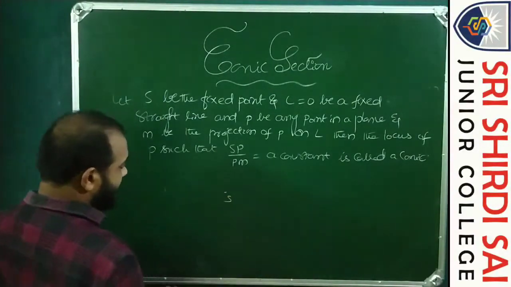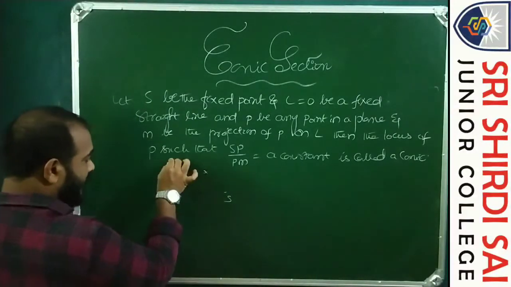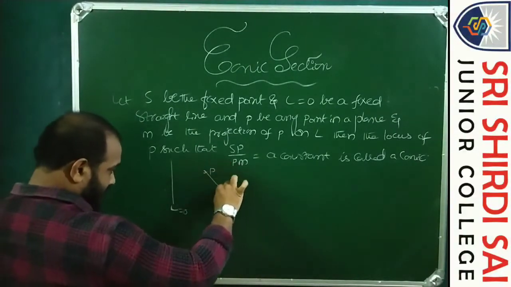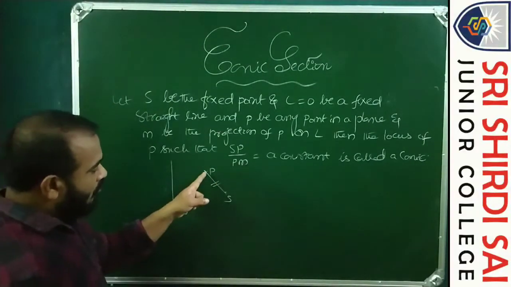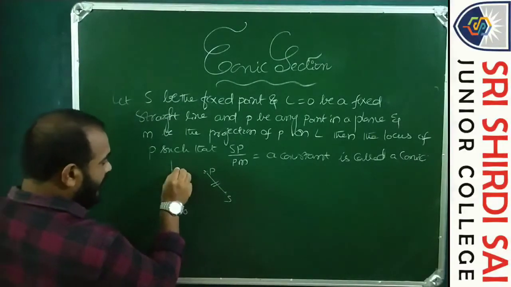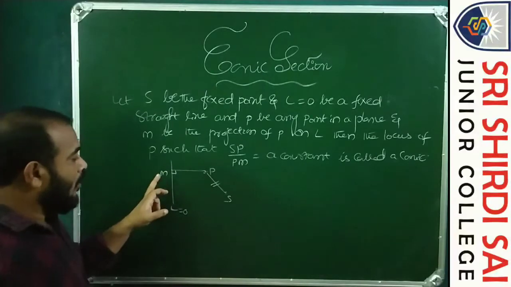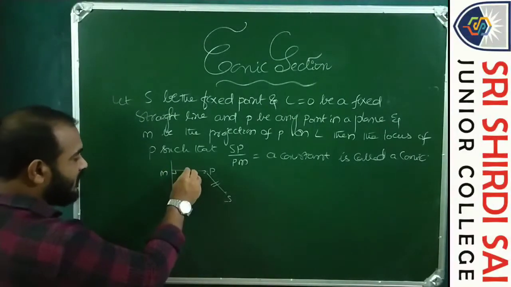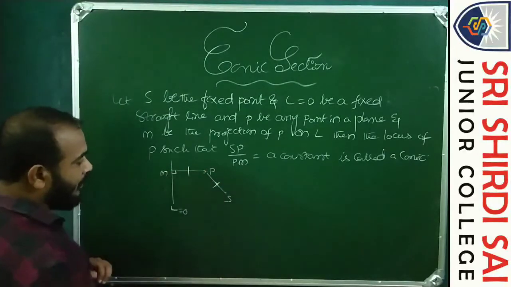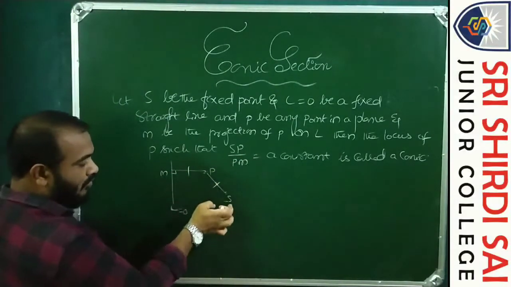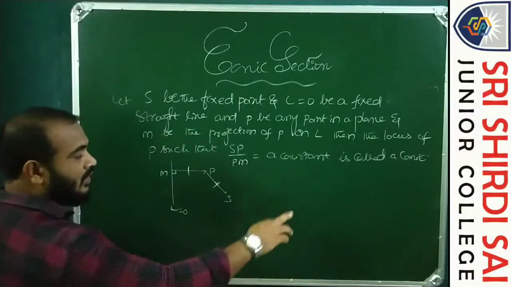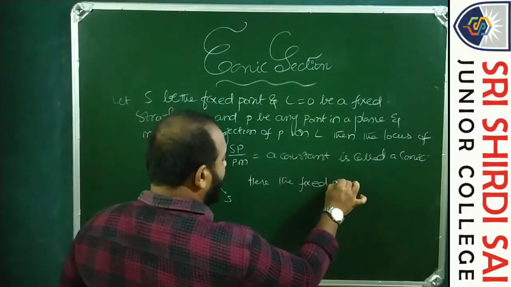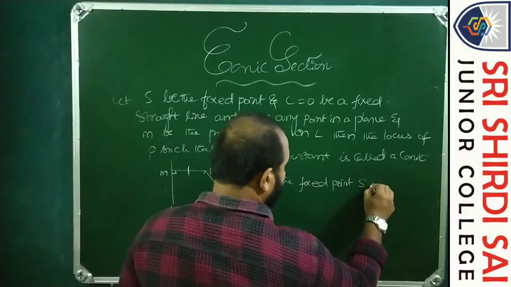This is the fixed point S and this is a moving point P in a plane, and L equals 0 is a fixed straight line. This is the distance of P from the fixed point, and let M be the projection or normal, or simply the perpendicular, of P on L equals 0. This is PM. So the ratio SP by PM is always a constant, and this is called a conic. Here the fixed point S is called the focus.